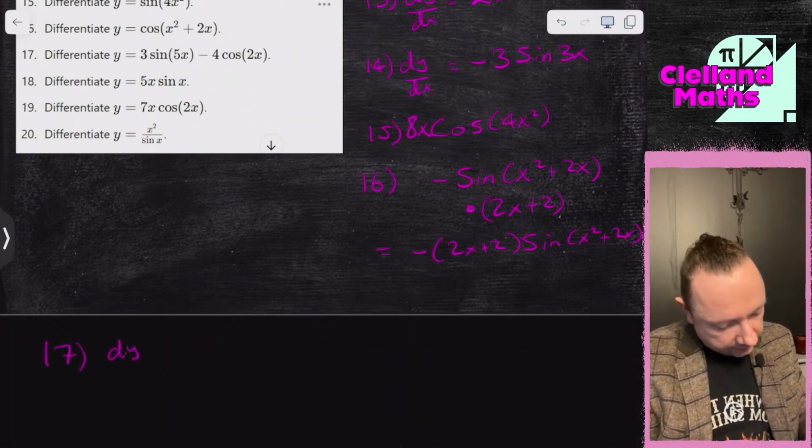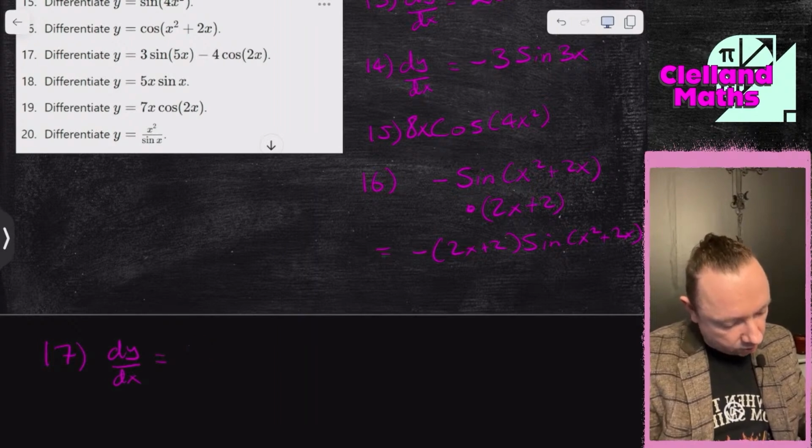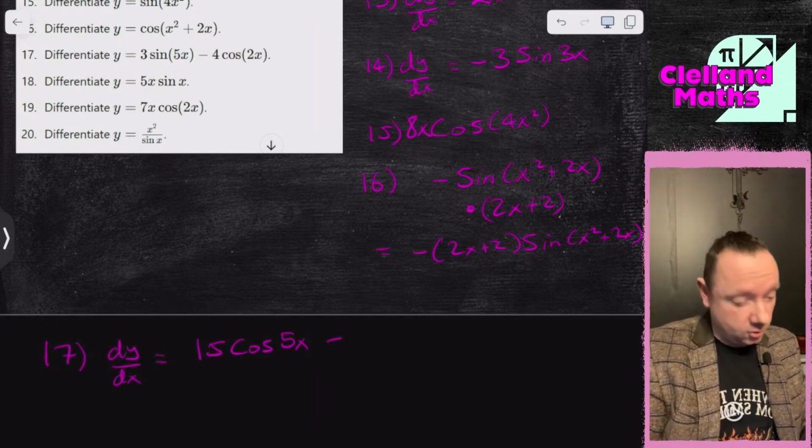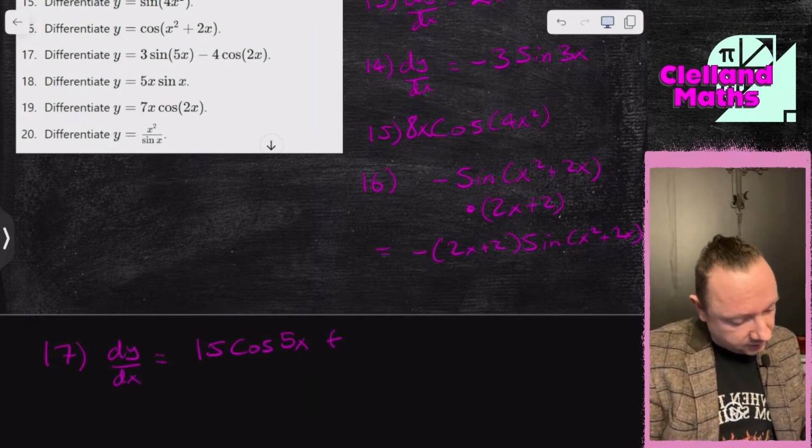We've got dy by dx, I'm going to just do it straight away. 3 5s is 15 cos 5x. 4 2s is 8. A minus cos, well, cos goes to minus sine, so minus cos goes to plus sine. So plus 8 sine 2x. I feel like Chat GPT is trying to trick me here.